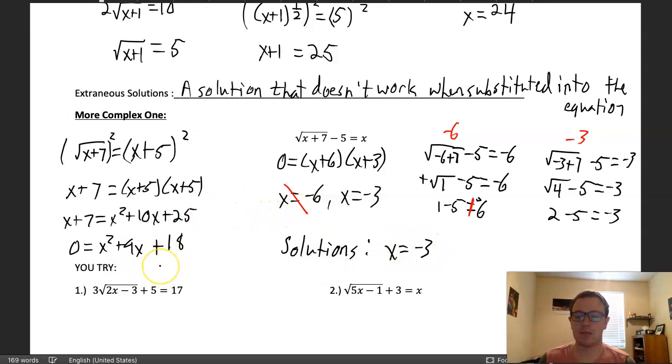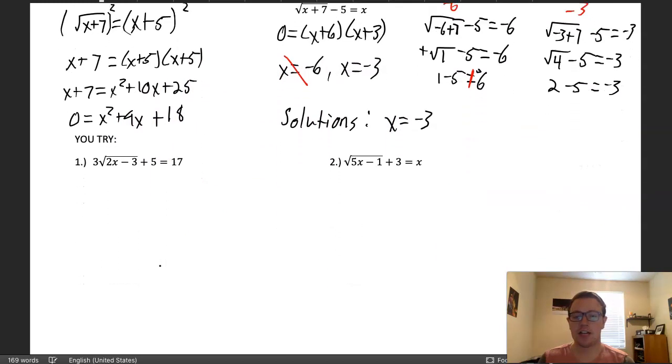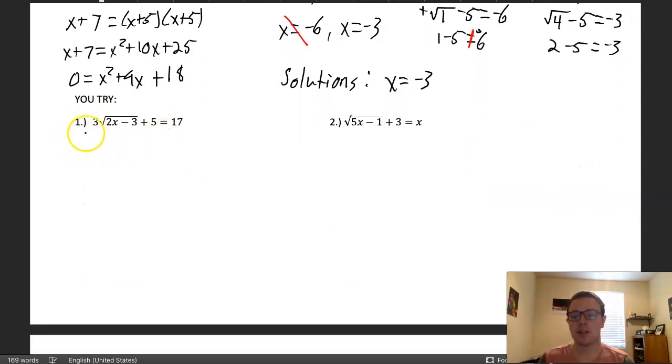Right, now we have a couple of problems for you all to try here. We're going to have you do both of these. Go ahead and start with this first one. What's our solution for 3 square root of 2x minus 3 plus 5 is equal to 17?